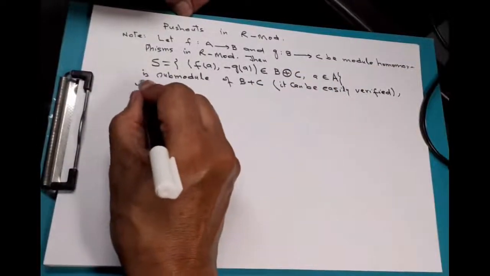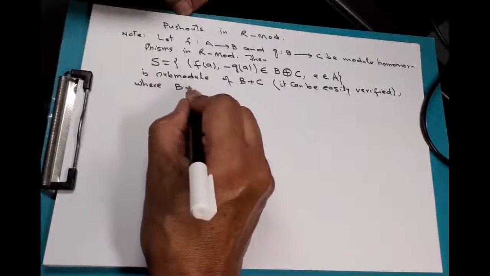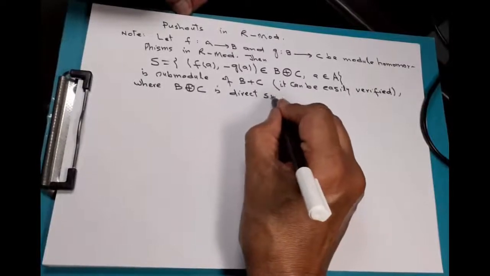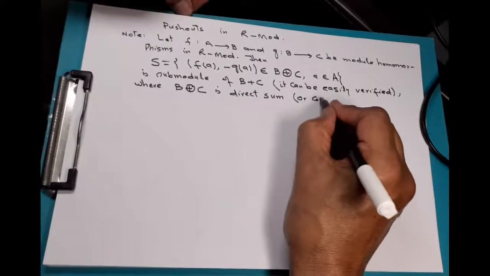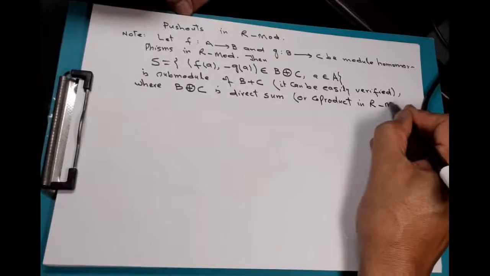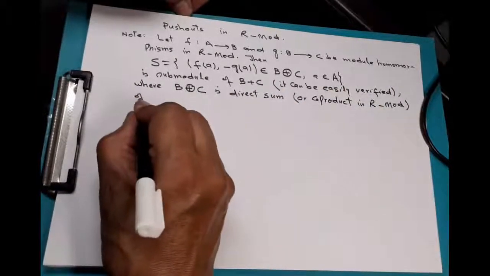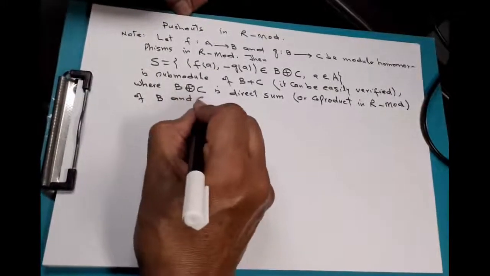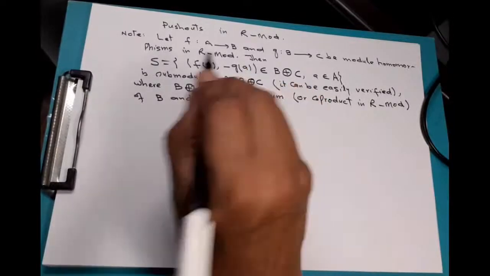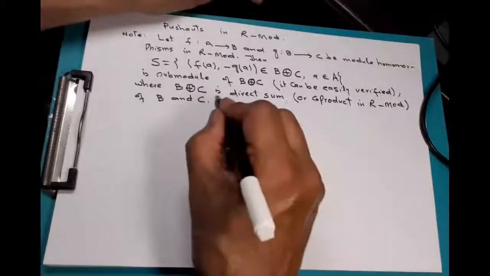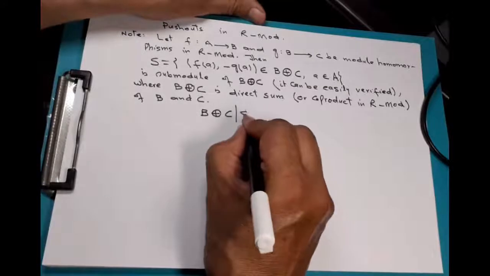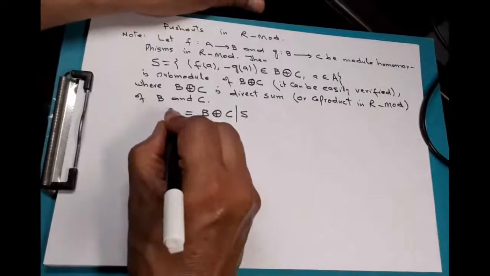Let's note that this particular object is in fact the direct sum of B and C. Direct sum or coproduct in the category of left R modules is the direct sum of B and C. So S is a submodule of the direct sum of B and C. Therefore, we can define the quotient of this direct sum with S, a quotient module, and let's name it as D.